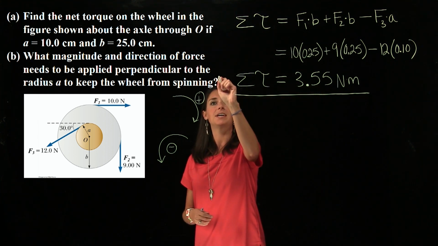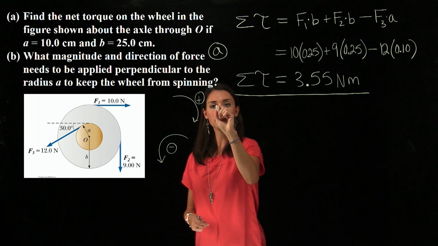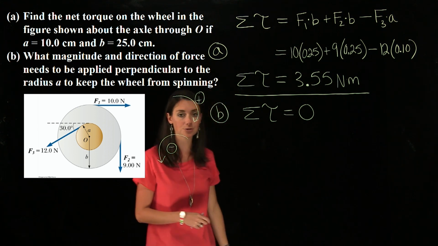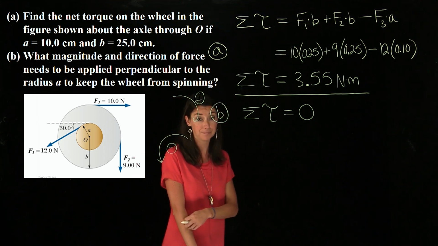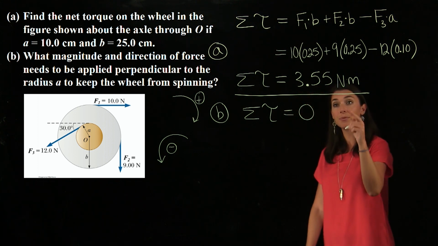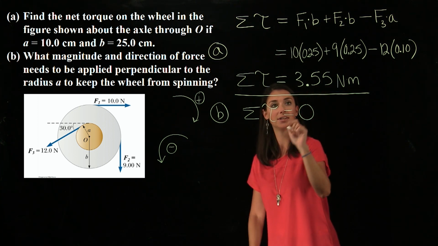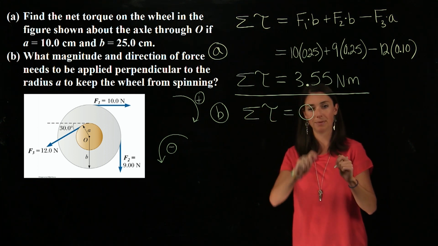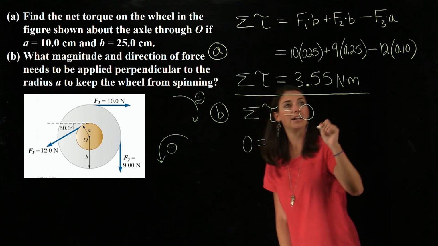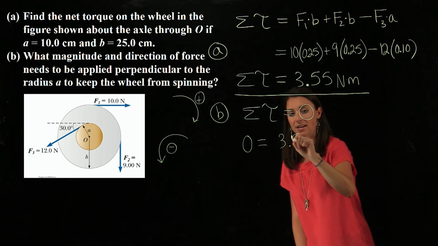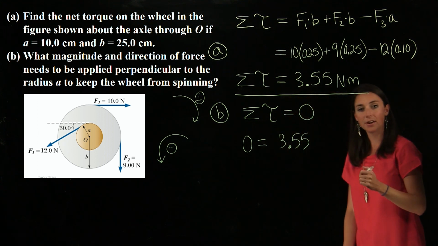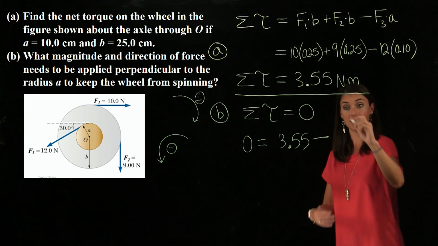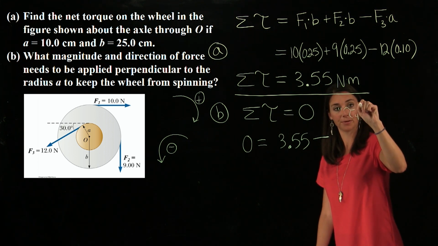So the goal for part B is to get no spinning. So we want a net torque of 0. We want everything to balance out. I know that we already have a torque of 3.55 newton meters. So if I want all of those to balance out to be 0, I know I've already got this positive 3.55, so I need to resist that in another direction. So I'm going to subtract another torque. We'll call it torque 4.